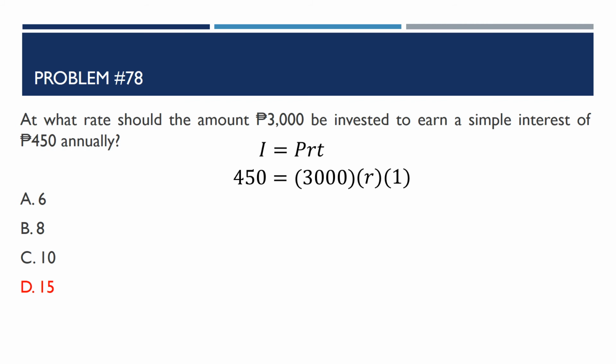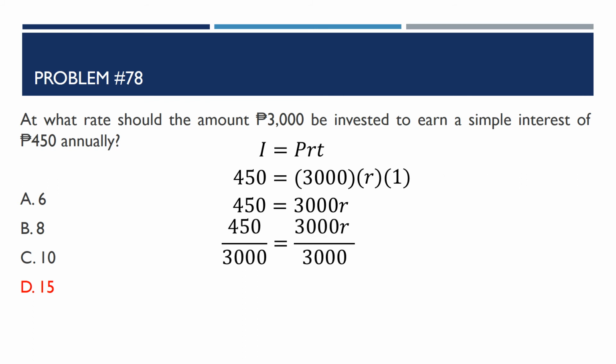Then we are going to multiply this 3,000 times R times 1, which is 3,000 R. Then we're going to divide both sides by 3,000 so that it will be cancelled, and what's left is R. So it's going to be like this. Then we can reduce further, we can remove one 0. In other words, it's dividing by 10 both numerator and denominator, so I'm just doing a shortcut. Now you can divide the smaller numbers, 45 divided by 300. So it will give you 0.15, or in percent, it's 15%.